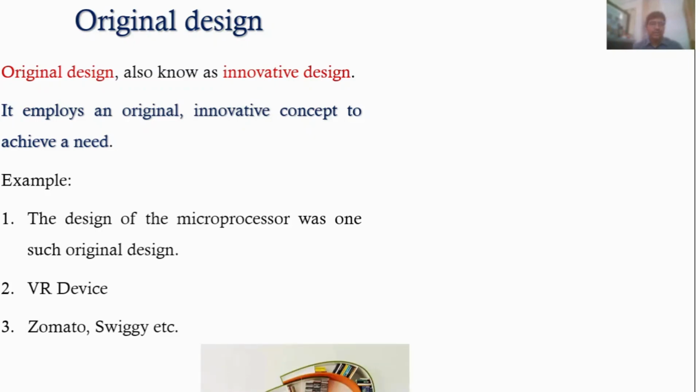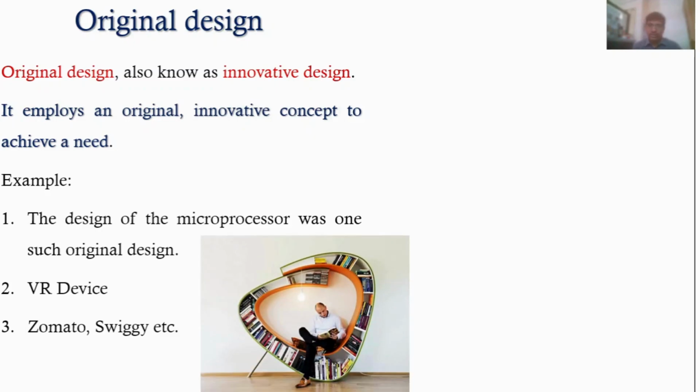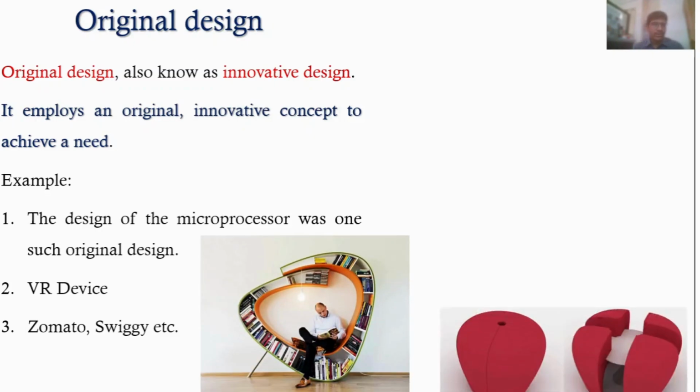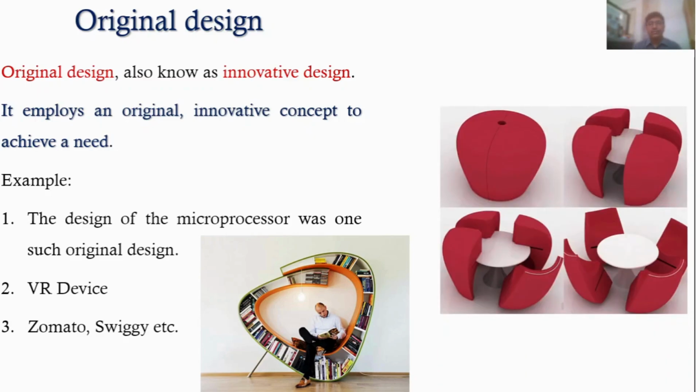Here you can see in the picture that this is one of the most important examples of original design. Another example you can see from the picture is a completely new type of invention being launched here in the form of a dining table. Now this was all about the original design.